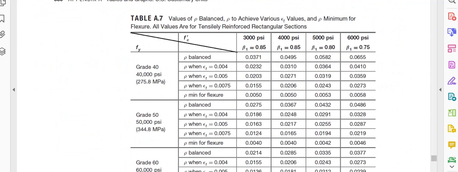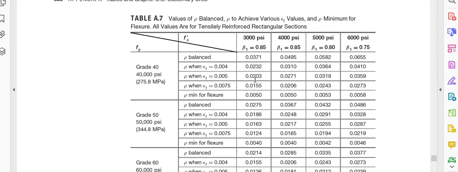You can see it. This table is table A7, say for f'c 4000, and say our reinforcement is still 60 grade. 60 grade means yield is 60 ksi. I have different values. Say for our concrete is 3 ksi and steel is 40 ksi.